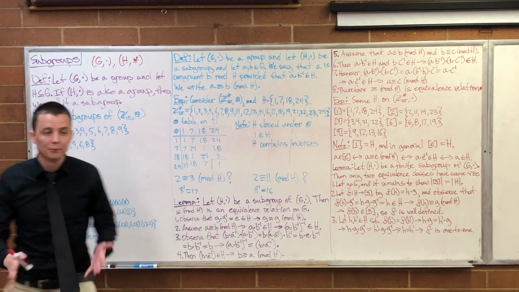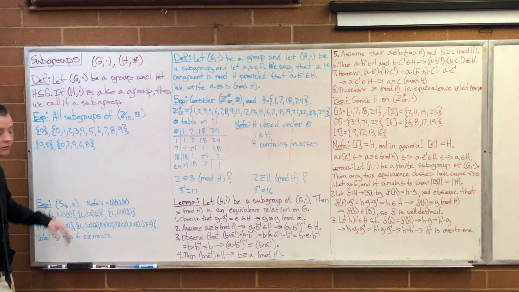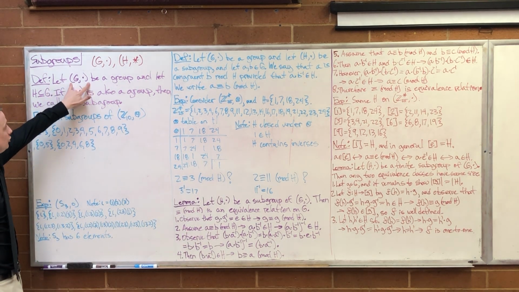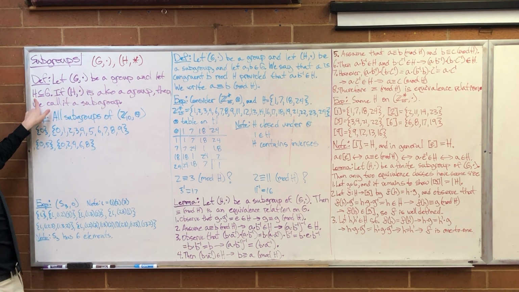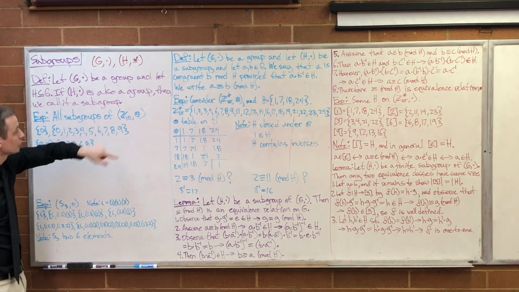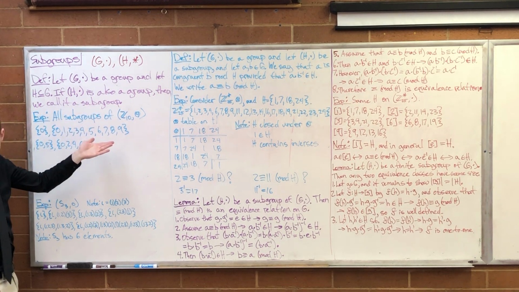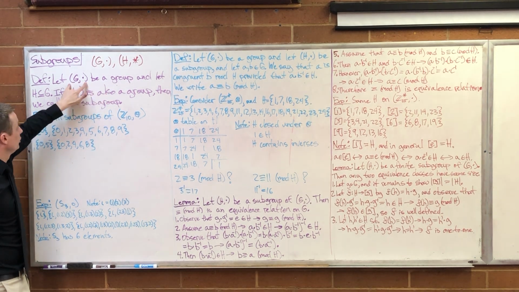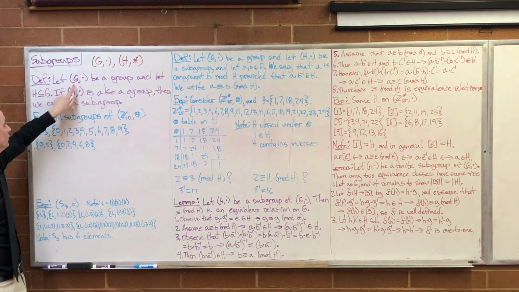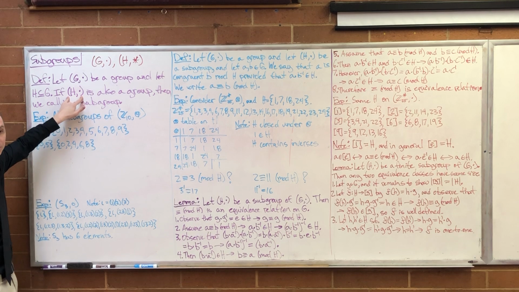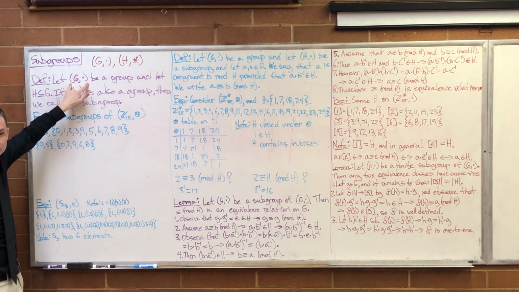And a subgroup is almost exactly what you would have guessed, but here's the definition. Let G dot be a group, and let H be a subset of G. If H dot is also a group, then we call it a subgroup. So here's a group, pick a subset of G, namely H. If H together with that operation is also a group, then we call H with that operation a subgroup of G with that operation.